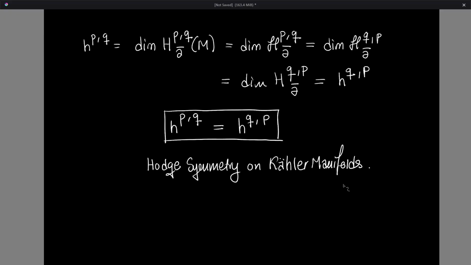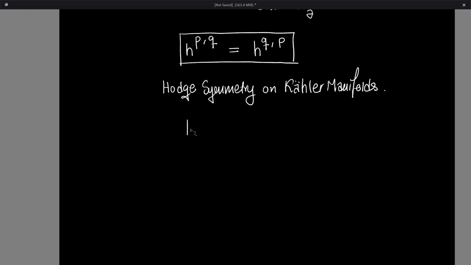Before we get to the second one, we're going to talk a little bit about the Hodge diamonds, these diagrams that are formed from the Hodge numbers, and how we can visualize these symmetries. All right, so Hodge diamonds.